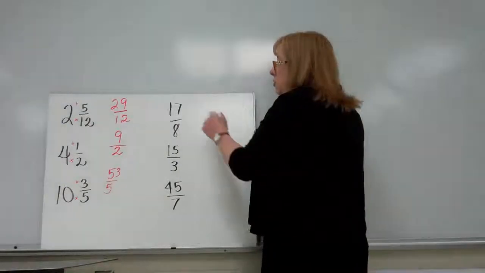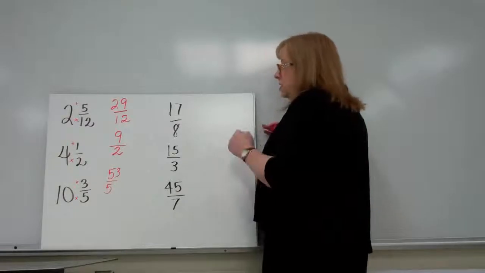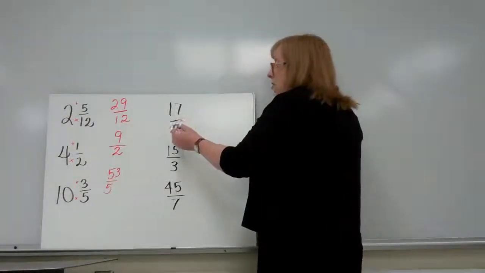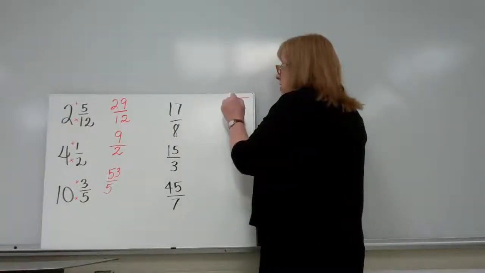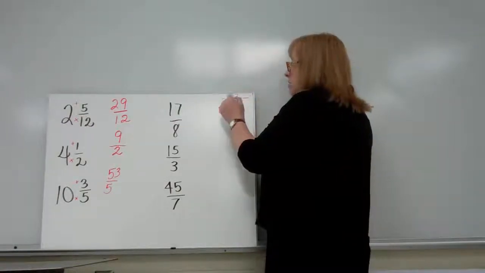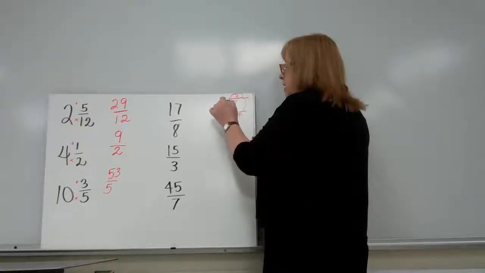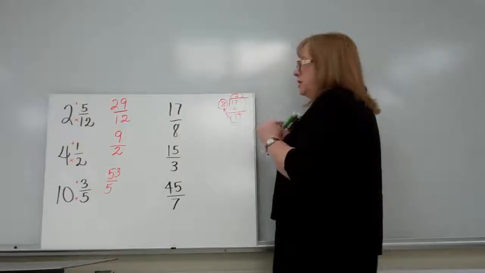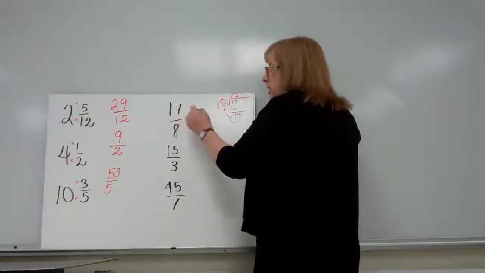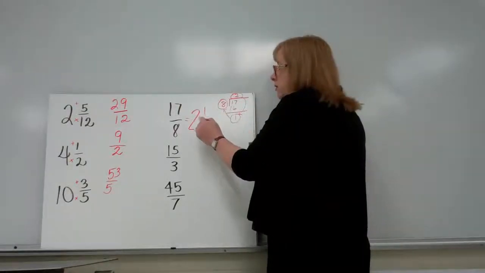Now, how do we change this? We can divide back into it. I could actually do the 17 divided by 8. I get 2 for 16. I have a remainder of 1, so I have 2 and 1/8. That's one way to do it. Or I can just know that that goes into 2 times, and 2 for 16, I'll have 1/8 left over.